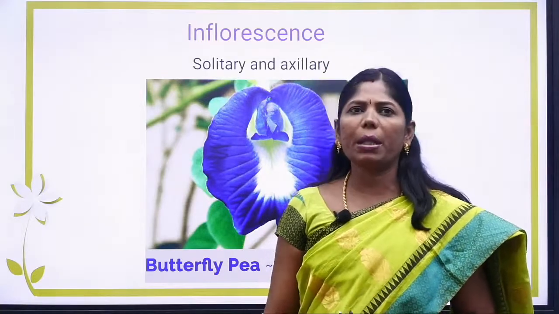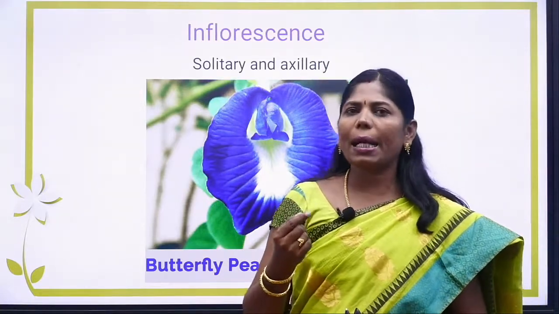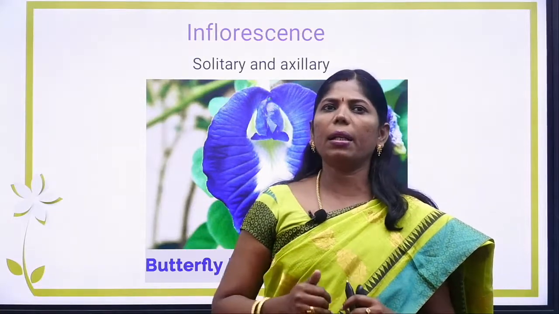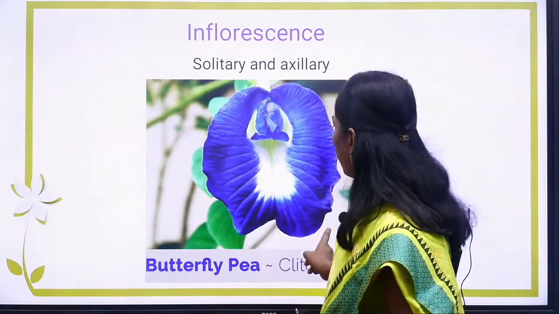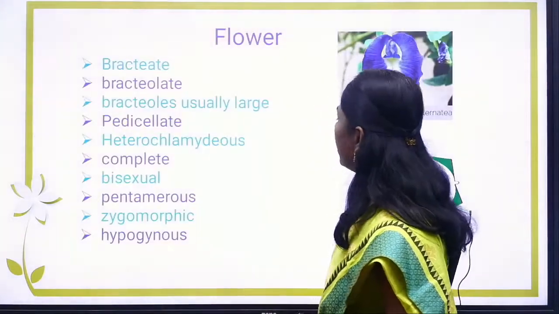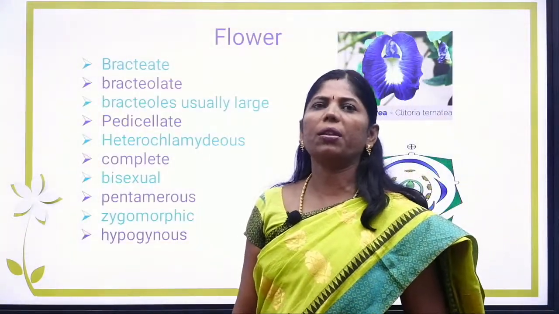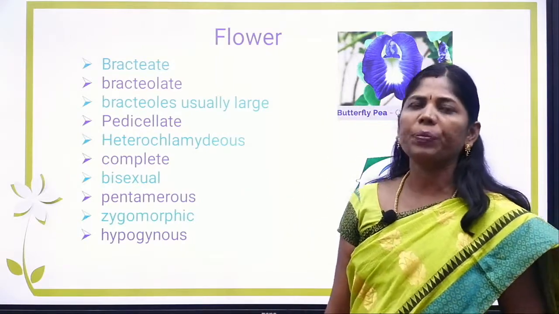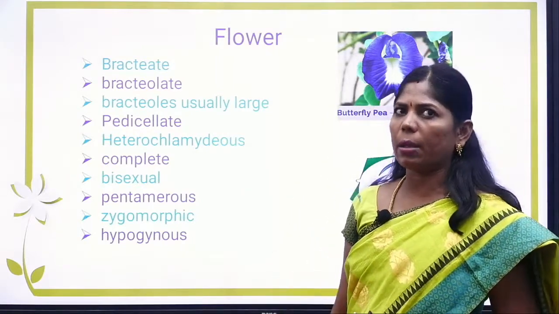Solitary means it has a single flower. Axillary means the flower arises in the axillary region, that is called an axillary flower. So what type of inflorescence in Clitoria ternatea? Here it is axillary and solitary flowers. Already we discussed the floral characters in the general characters of Fabaceae.